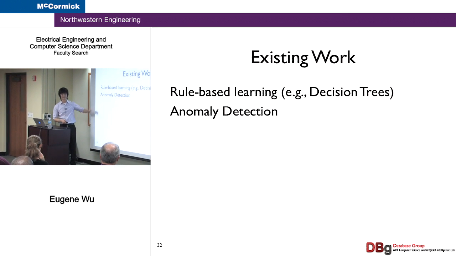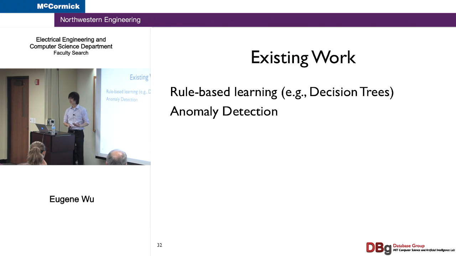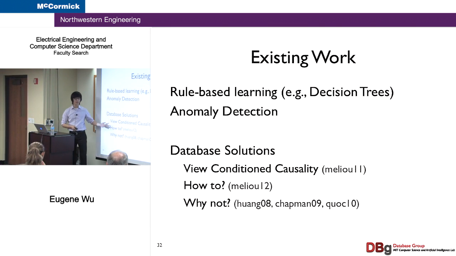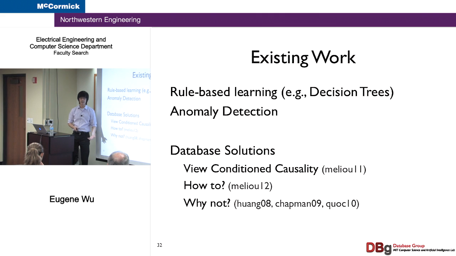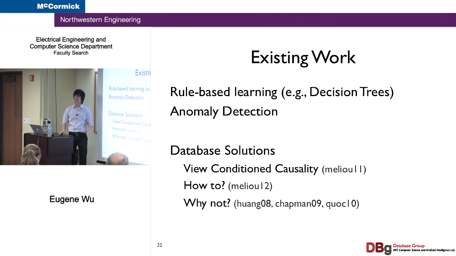So anomaly detection helps us find these anomalies, but then we can use Scorpion to explain them. And then, of course, there's a lot of work in the database community along these lines. I'll just describe them in terms of the types of questions that they're able to answer.